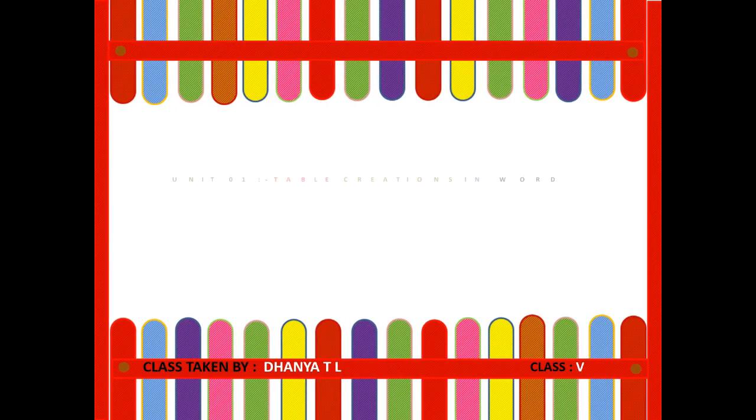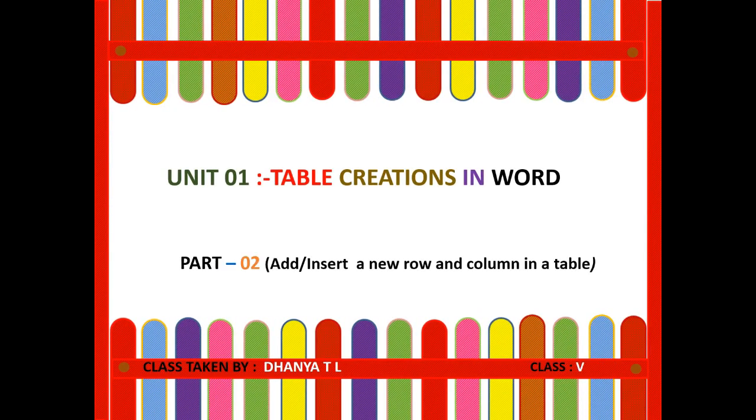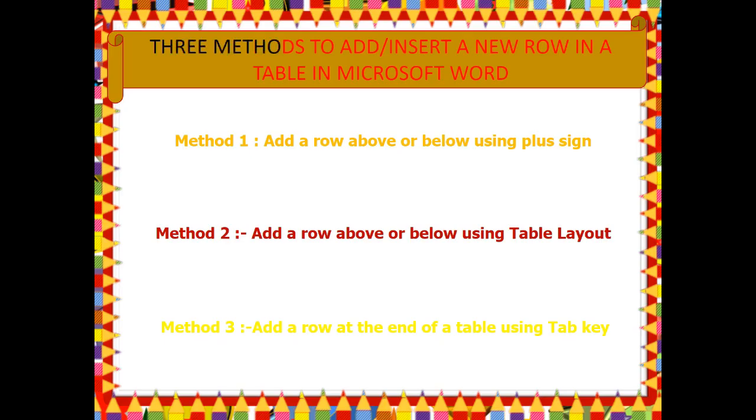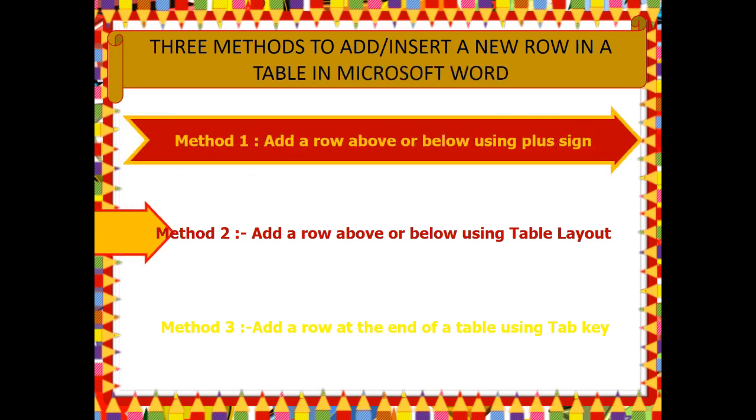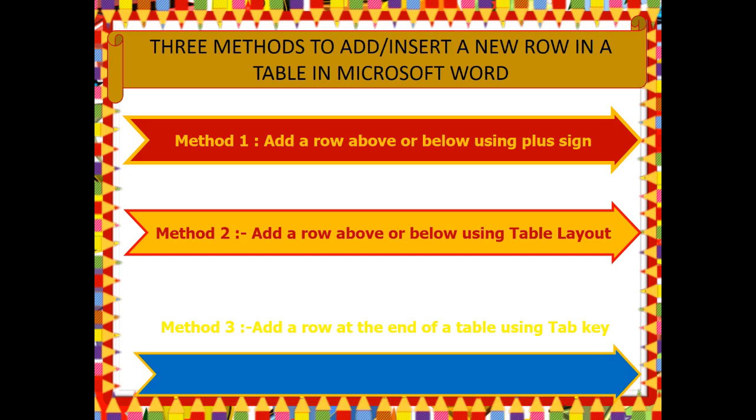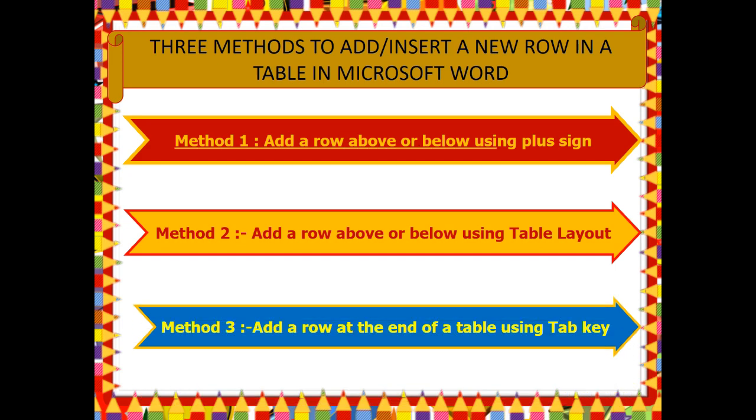Unit 1 Table Creations in Word. Part 2 Add a new row and column in a table. There are three methods to add a new row in a table. Method 1 Add a row above or below using the plus sign, using a table layout, and by keeping the tab key at the end of the table.